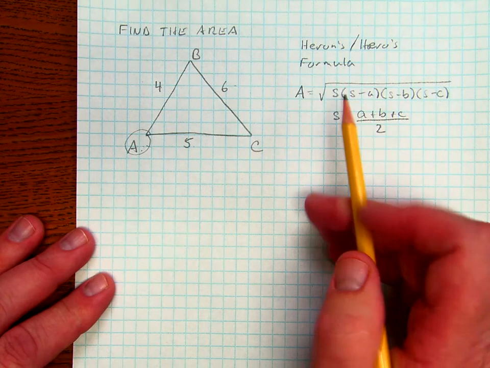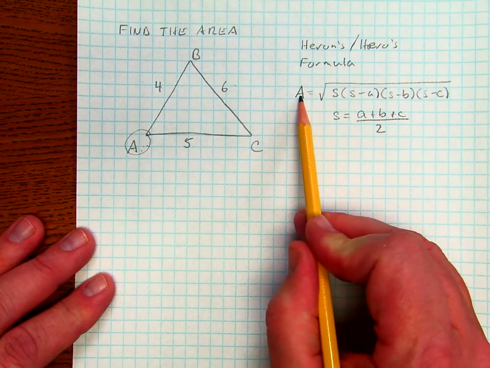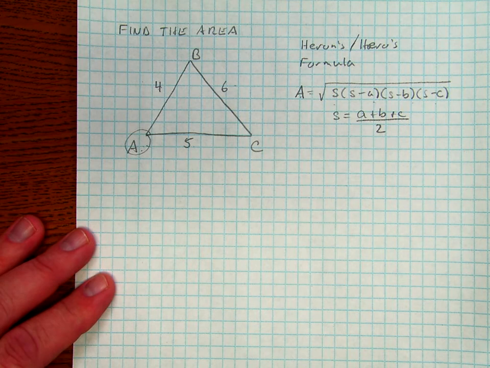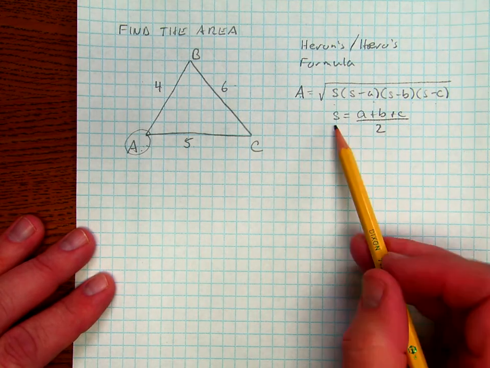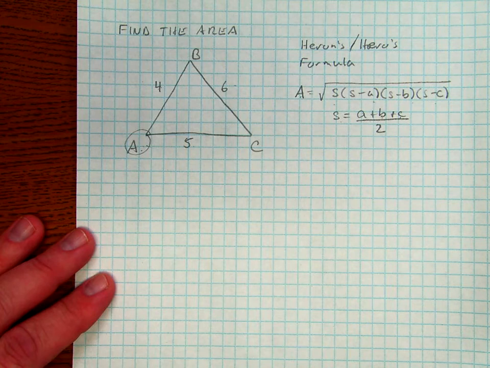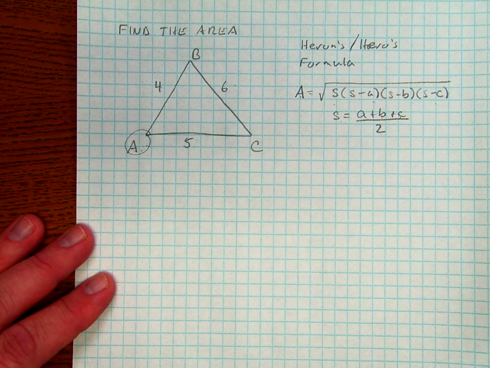All right, the A stands for the area of the triangle. S is the semi-perimeter. A, B, C are the lengths of the three sides. So the semi-perimeter means half the perimeter, or add up the three sides and divide by 2. So this kind of just becomes a little bit of a plug and chug formula. There's not a whole lot of different variation that we're going to be looking at here.